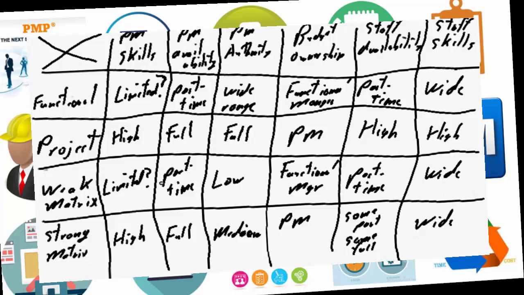So with this comparison grid, you have a pretty good breakdown of the pros and cons of delivering a project in a functional environment versus a project environment versus a weak matrix versus a strong matrix environment. Be aware of the issues, be aware of the concerns raised in this comparison grid when you are assigned project management responsibilities in one of these project organizational structures or a variation of them.